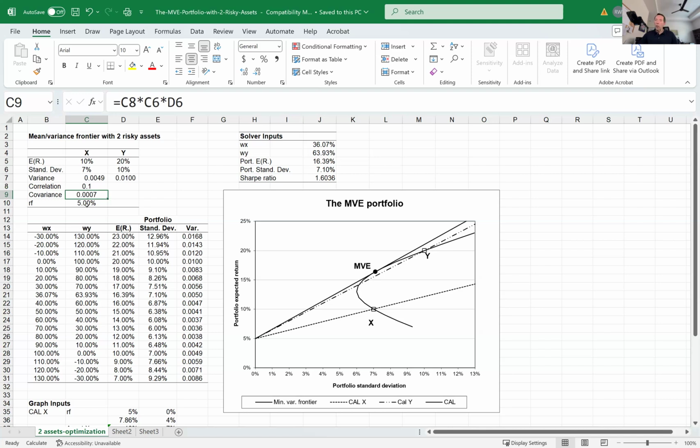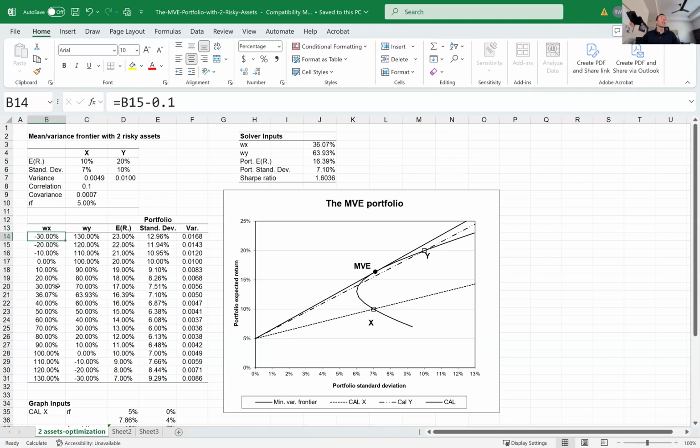And what we've added on this spreadsheet, which was not on the prior one, is the risk-free asset. Our risk-free asset has a rate of return of 5%. And of course, its standard deviation is 0. So here is X and here is Y. And here is the risk-free asset with an expected return of 5 and a standard deviation of 0. This is all pretty much what we saw in the last spreadsheet, except that we're now allowing for some negative weights on X and Y.